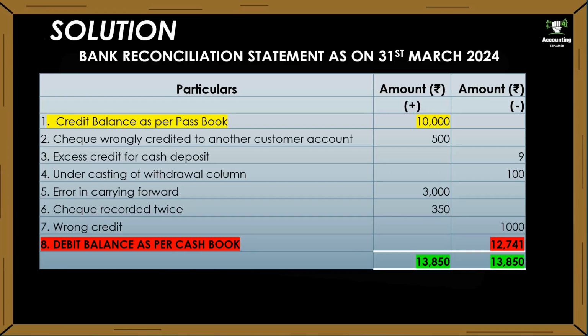See, we have come to the last part of the question where we have to find out the cash book balance. On seeing, we find the addition side total is more. So we take that total 13,850 to both sides, and when we deduct 900 and 1000 from 13,850, we get 12,741. That will be the debit balance as per cash book.